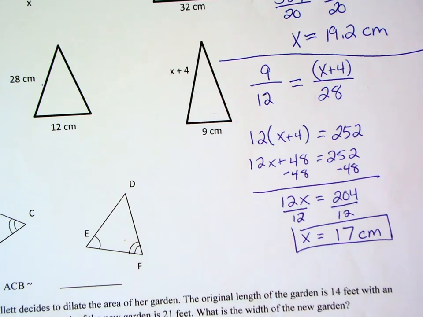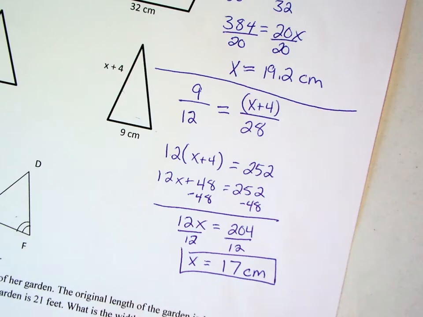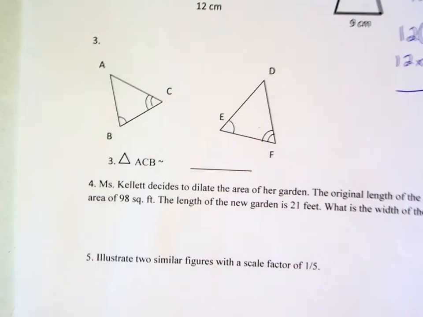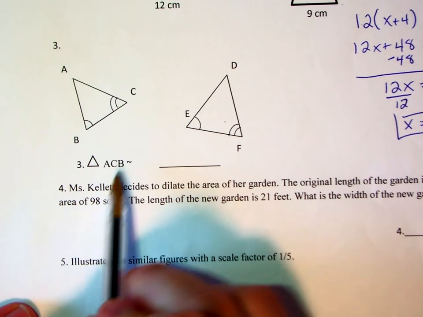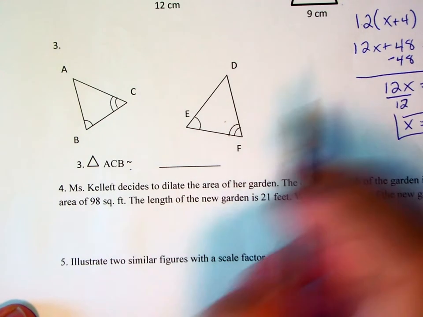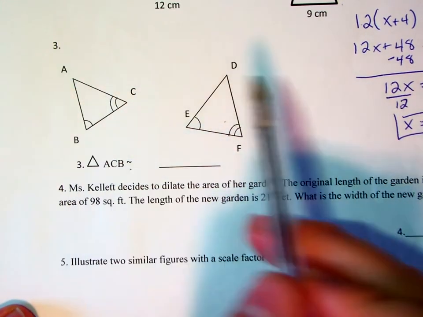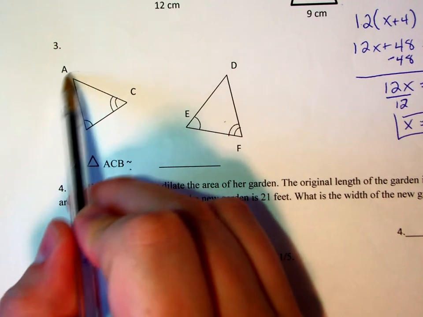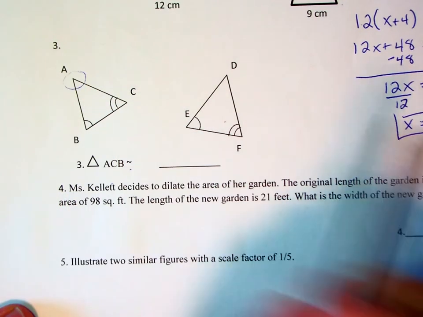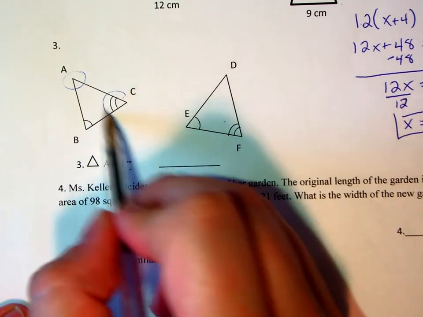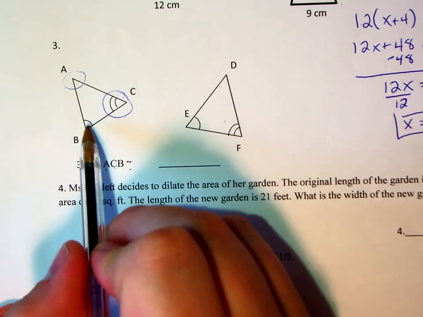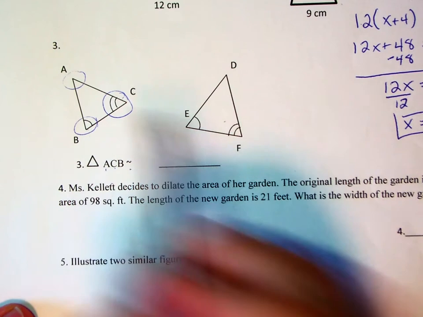Problem number 3. We're given two triangles, and we need to figure out how to label the second triangle, assuming that they are similar. So we want to look at our first triangle. We have an angle with no marker. We have a second angle, C, has 2 markers. And we have a third angle, B, has 1 marker.